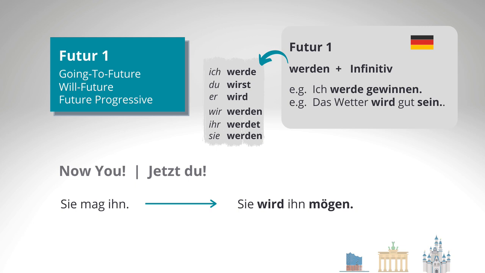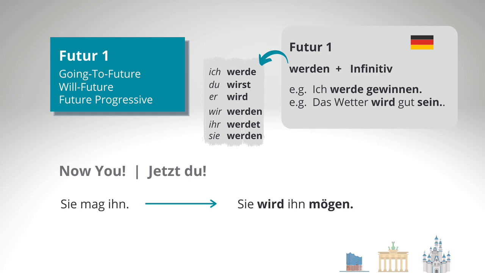Sie wird ihn mögen. Sie mag ihn means she likes him, and sie wird ihn mögen means she will like him. All we need to do is look for the grammatical person of mag, which is the third person singular, sie mag. Then we look for the third person singular of our auxiliary verb werden, which is sie wird. And then we use the infinitive of mag, which is mögen.